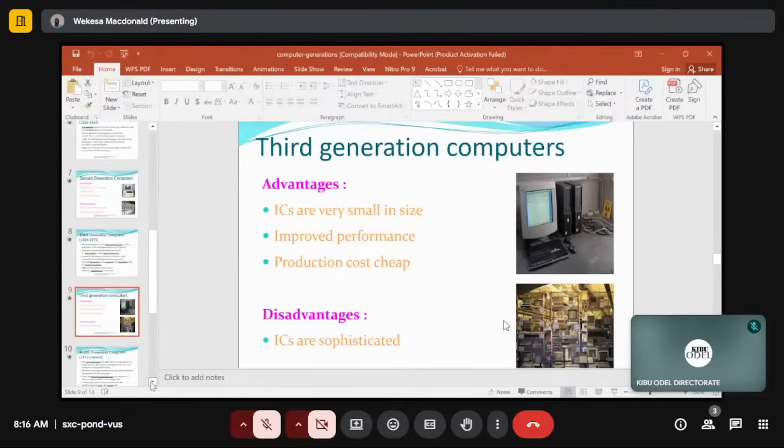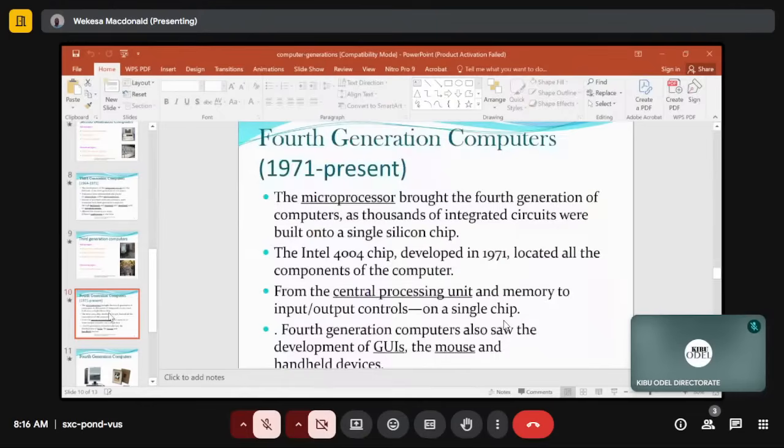Okay. What about the fourth generation? That is between 1971 up to now. We have hizo computers unaona kwa lab, kwa library, everywhere. Hizo ni fourth generation computers. Hata hiyo laptop uko nayo, that's a fourth generation computer. Kama flow, right?